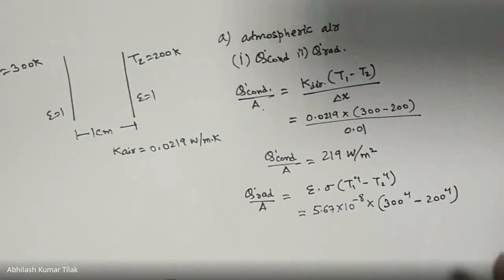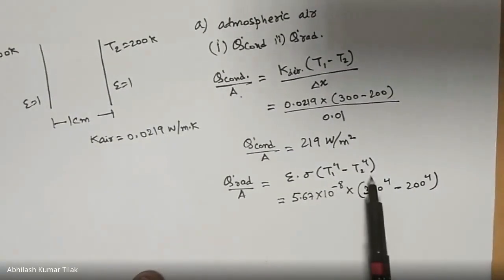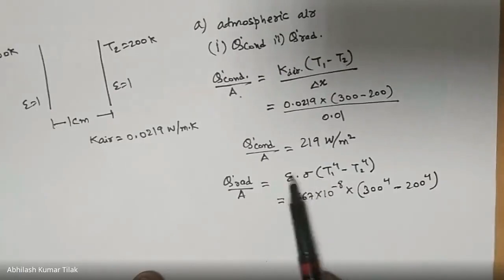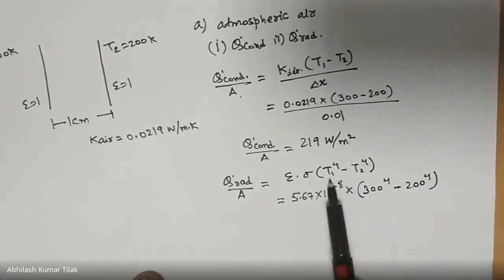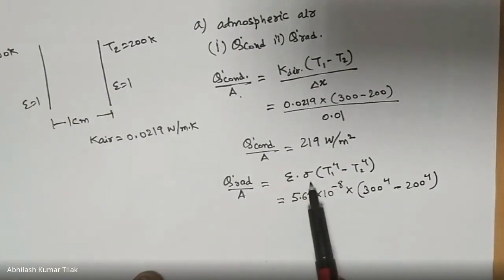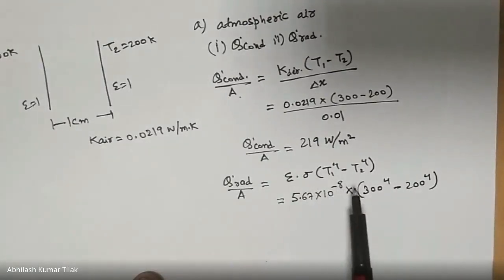While calculating, always remember that T1 and T2 must be in Kelvin in this radiation law, because the Stefan-Boltzmann constant has the unit watt per meter square Kelvin to the power 4. So always take T1 and T2 in this formula in Kelvin.